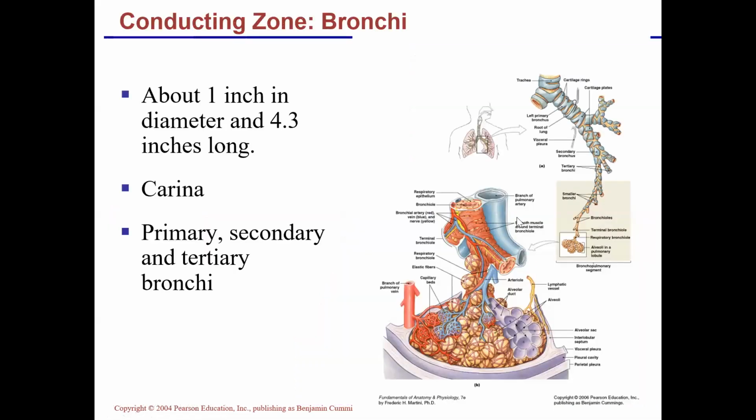So here it says the conducting zone. The trachea right here divides into the bronchi. This dividing point is called the carina. It's just a structure you need to know. And the bronchi have different levels: primary, secondary, and tertiary. So from big to small, but still they're all bronchi because all of these structures have cartilage on the wall.